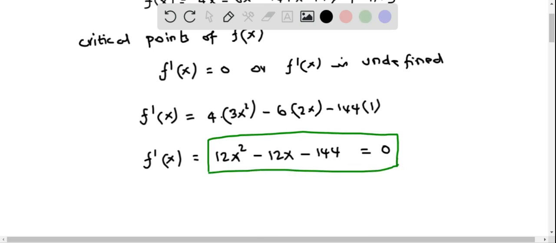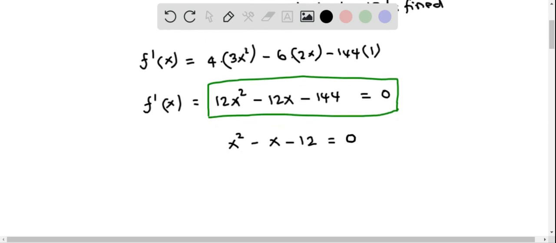First, I'm going to divide all terms by 12 because we have a common factor of 12. So when I divide by 12, I get x squared minus x minus 12, and this equals 0, since 0 divided by 12 is also 0. So once again, we get this quadratic equation in simple form. This can be solved for x by factoring or the quadratic method. I'm going to factor into a product of linear terms. So I write this as x minus 4 times x plus 3, and this equals 0.